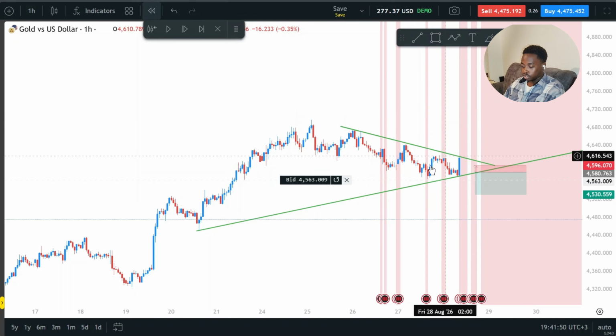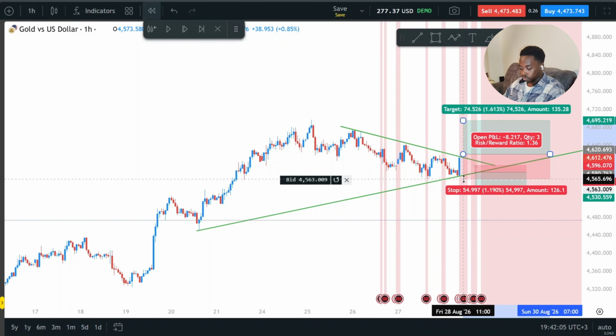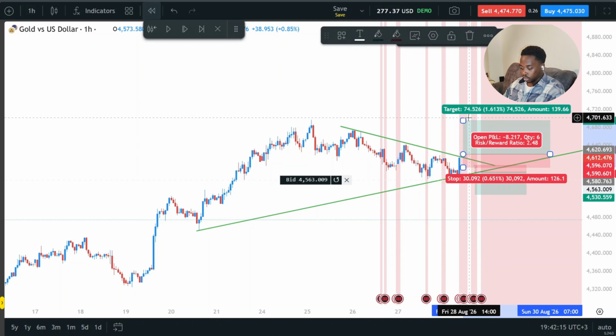So I would have waited for the price to break out right here, placed my long position right here, placed my stop loss right here at the base of this sort of consolidation, or right here if you are more aggressive, and hoped for a ratio of 2 or 3.